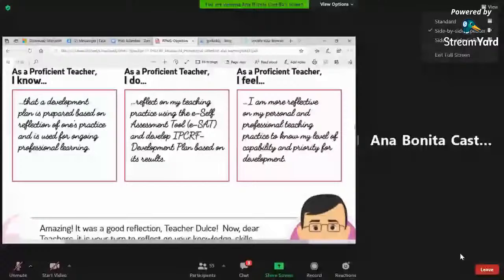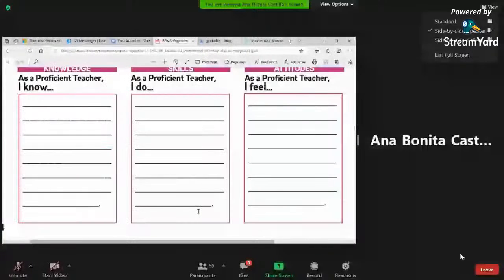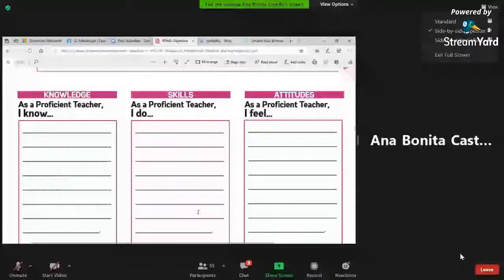Amazing, it was a good reflection by Teacher Dulce. Okay. Tayo, meron ba? Ano ang mga reflection natin? No? Dapat meron din tayong reflection na isulat natin sa knowledge, skills, and attitudes.